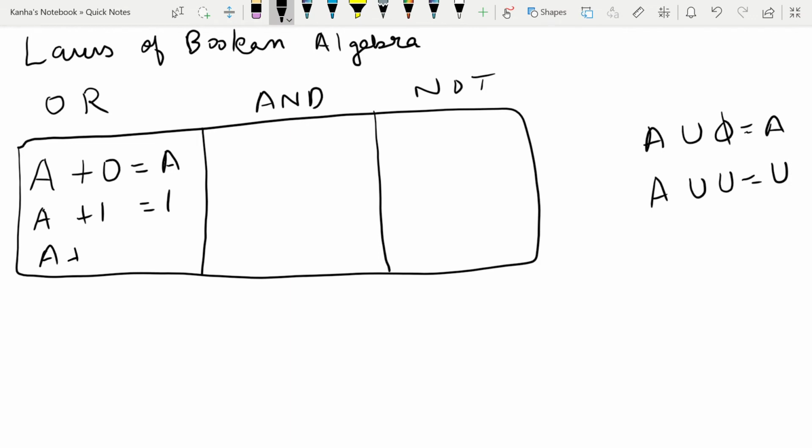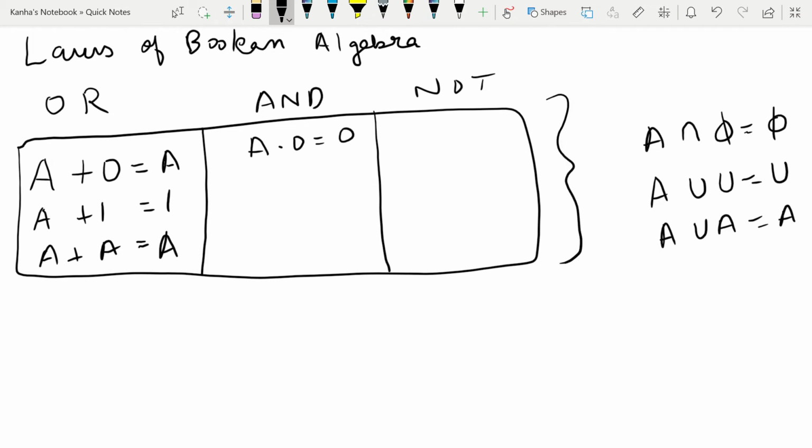If I have A plus A is equal to A, this is analogous to A union A is equal to A. Similarly for the AND gate, the laws are A dot 0 is equal to 0, because A intersection phi is equal to phi. For the people who have not taken math for their courses, I request that you remember these things, and for the people who have taken math, I request that you find analogs easily and remember them from these relations.